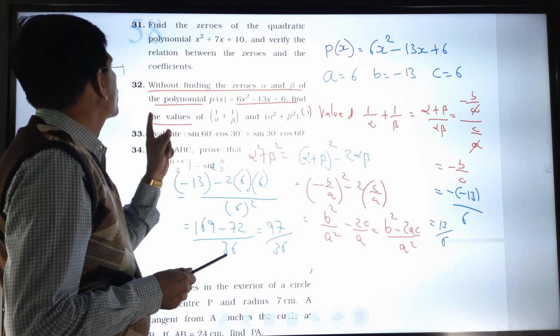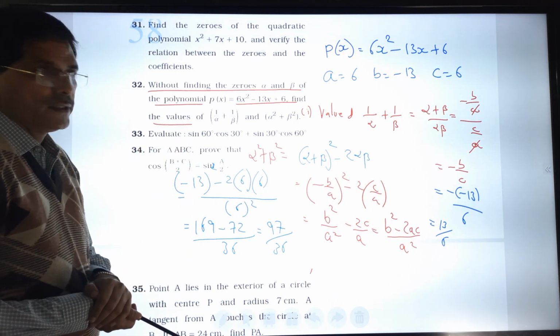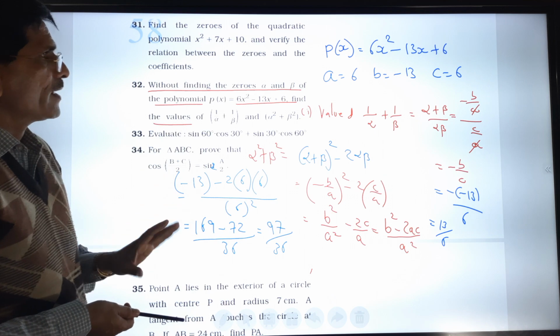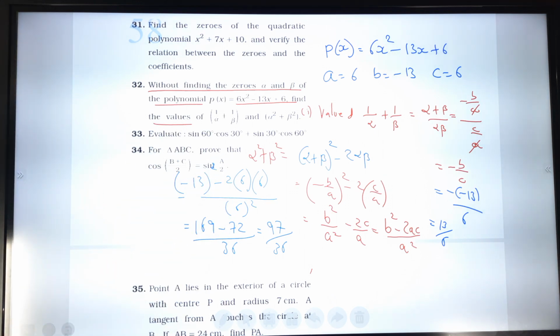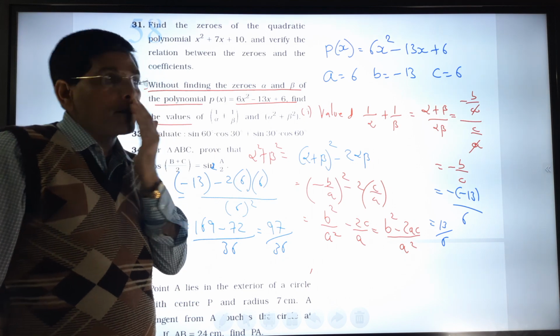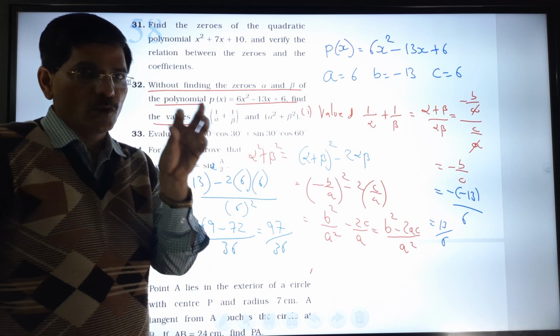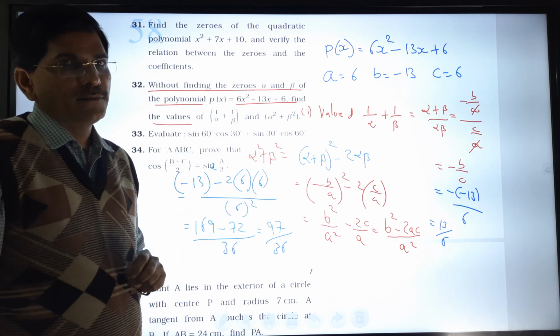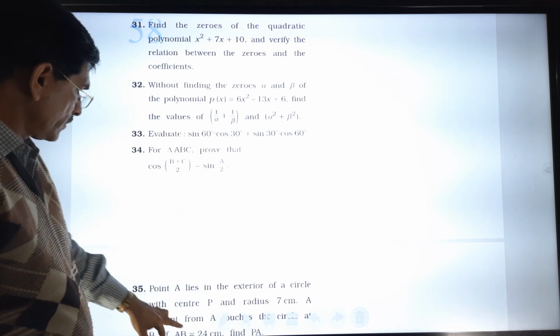This is an important sum related to section B, that is question number 32. I hope you have understood it. Write it now. In section B, you have to concentrate on this for at least 1 hour. Now we go for the next sum.